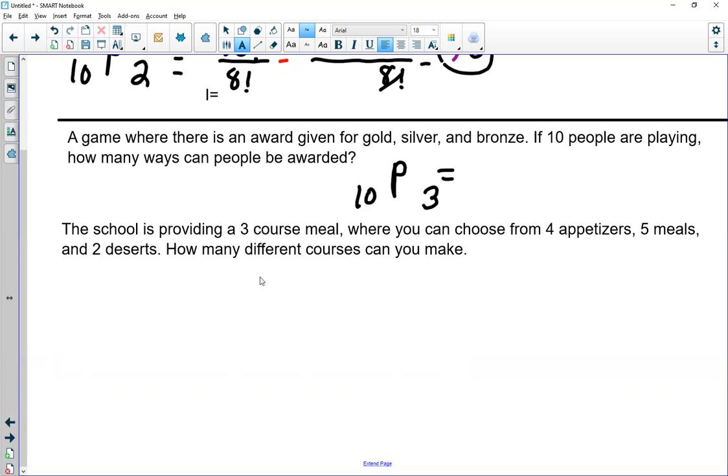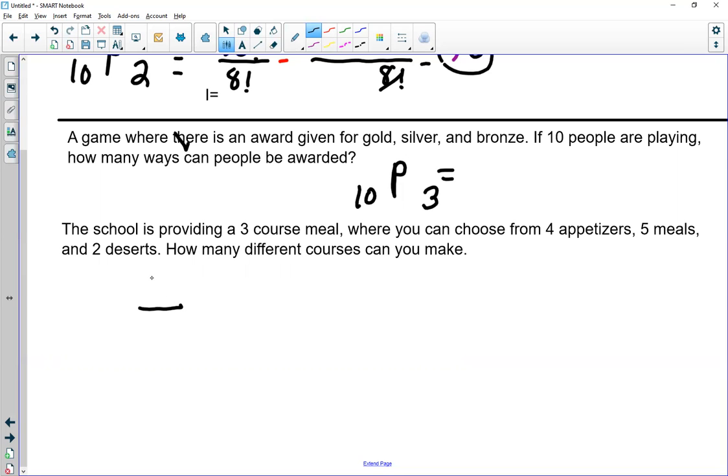So this one, notice you have 3 categories. You have appetizers, you have meals, and you have desserts. What we would call this is a counting principle. Now, what is counting principle? We're just literally counting them all by multiplying real quickly. Wait, is it C, not P? This is neither C nor P. This is counting principle. You don't use any calculator here.